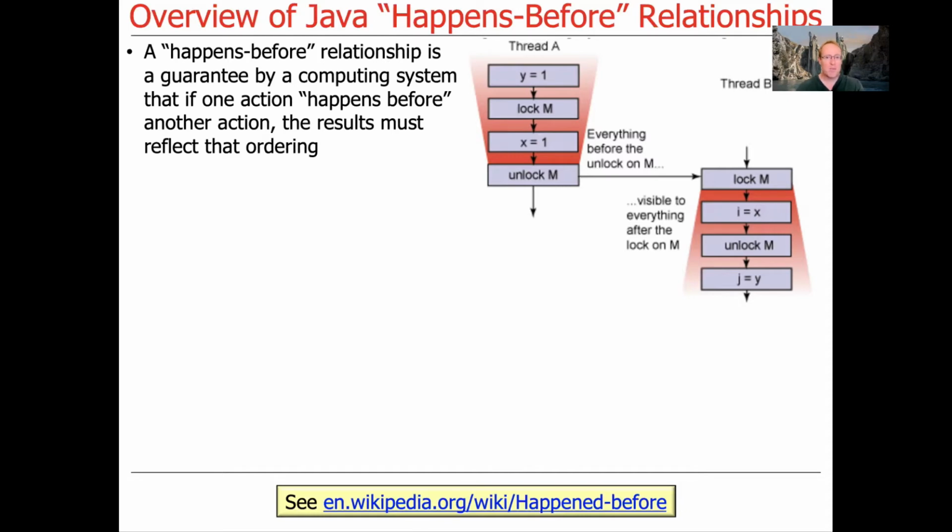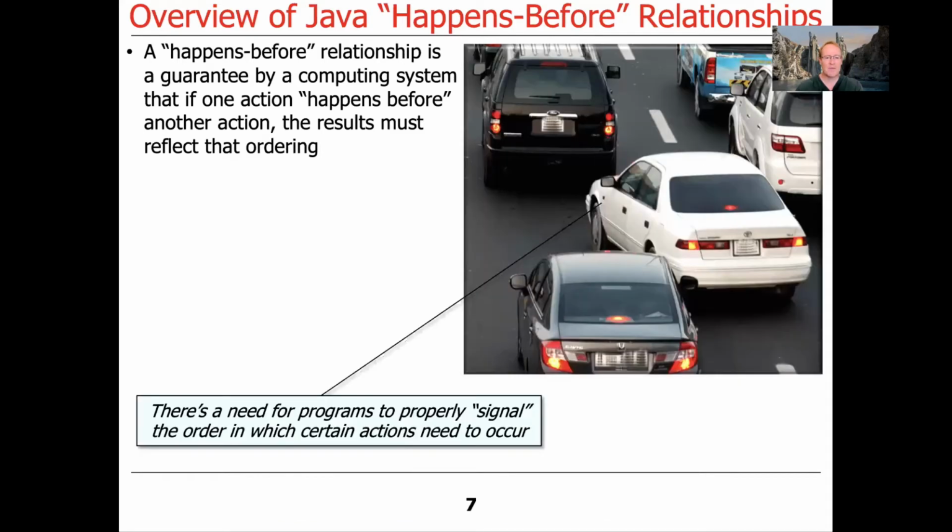Now, assuming thread B had come along at any point and tried to acquire that lock after thread A had acquired the lock, of course, what'll happen there is after thread A unlocks the lock M, then everything that occurred before the unlock in thread A will be visible after thread B acquires that lock. So that's what it means to happen before. And we'll talk more about that.